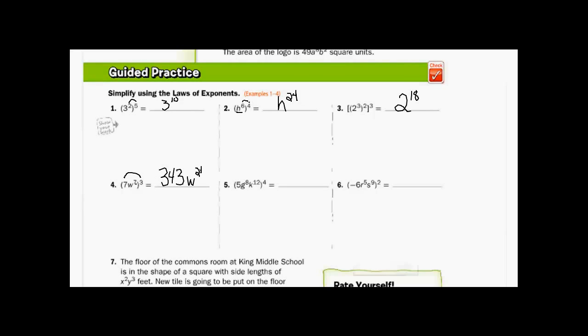Number 5, 5 to the 4th power. 5 times 5 times 5 times 5, 625. Number 6, g to the 8th taken to the 4th power. It's supposed to be a 5. g to the 8th would be g to the 32nd power. And then k to the 12th taken to the 4th power would be k to the 48th.